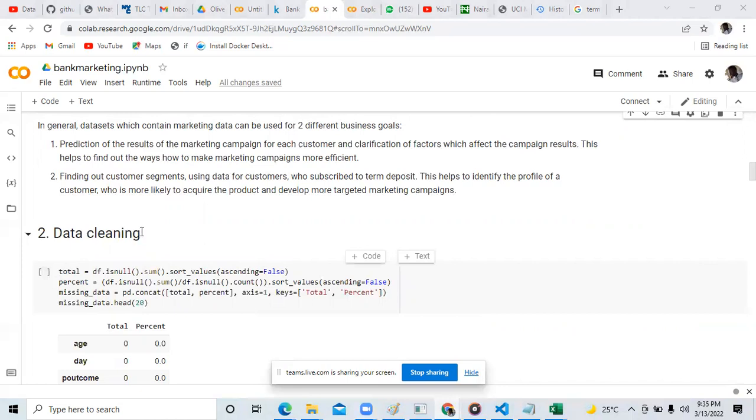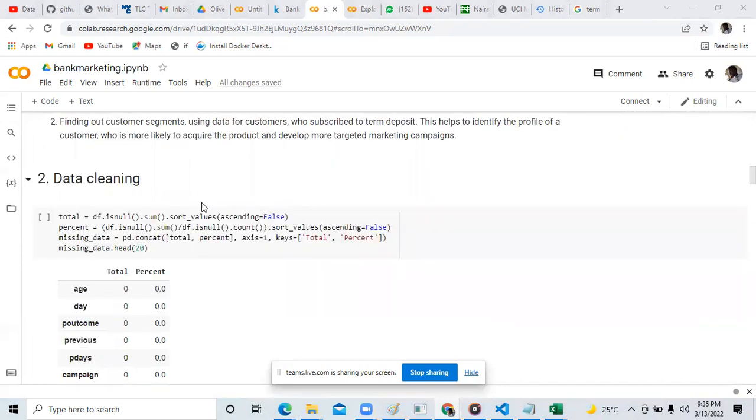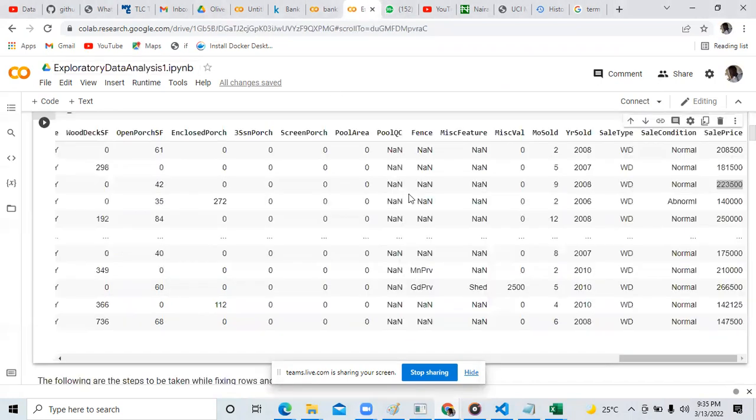Okay. So the next thing is data cleaning. In data cleaning, I put some text here that I would love to read to you.